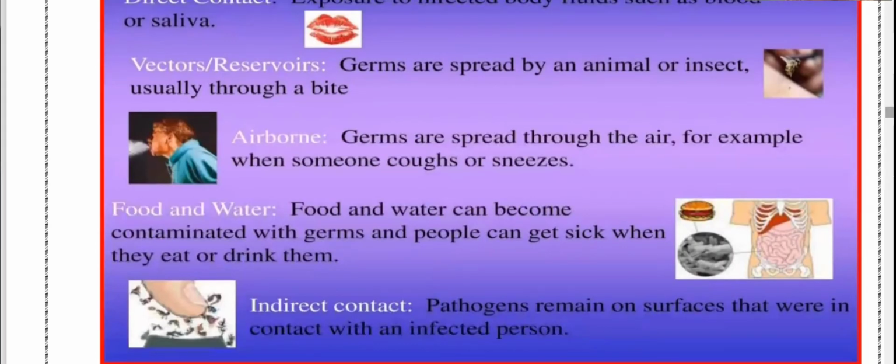Then through indirect contact. As I said, sometimes the pathogens remain on a surface that was used by the infected person. And when some healthy person comes and touches that surface, there are chances that the healthy person also gets infected by the disease. So these are a few ways wherein these communicable diseases can be spread.